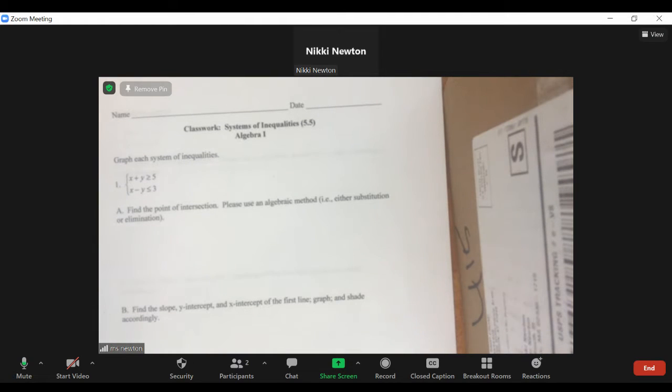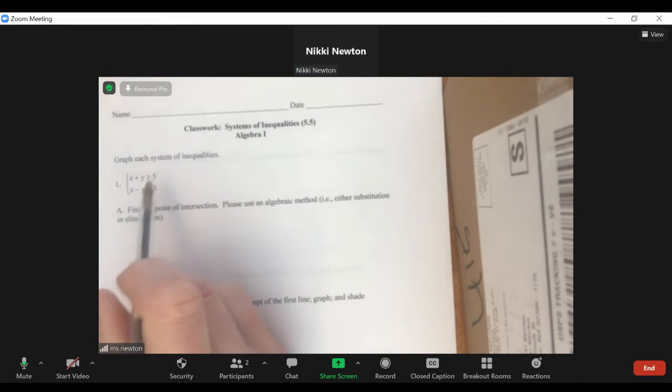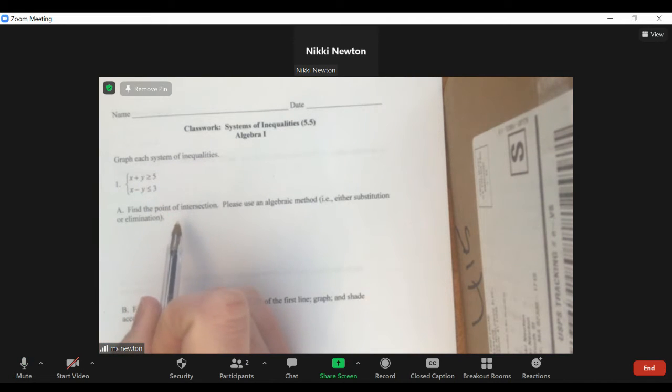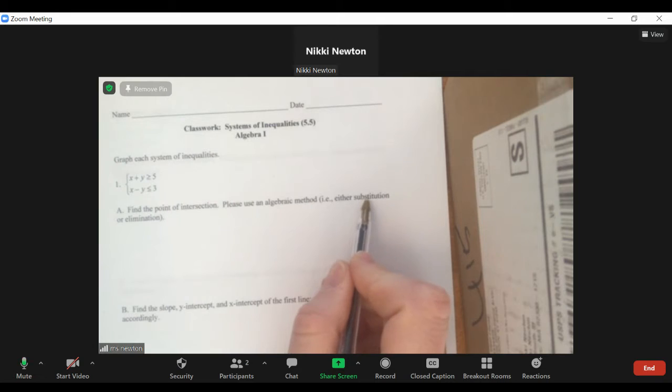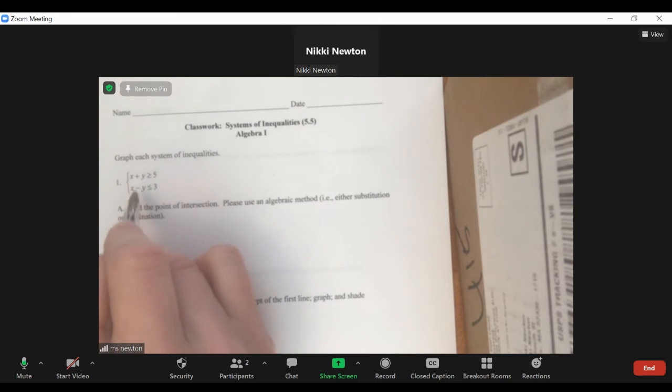This is our lesson on section 5.5, which is graphing systems of inequalities. So basically what we do is we graph each of the two inequalities, both of them, including the shading, on the same graph. So the first step is to find the point of intersection. We're going to do that using either of our two algebraic methods, substitution or elimination, treating them like equations. So this is what we've been doing.